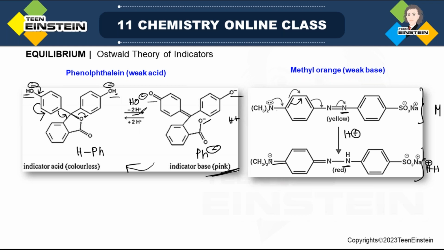And there is a CN double bond. Nitrogen is now positively charged. So the positive charge that you are seeing here, as I have written in simple form N plus, is actually Me2N plus, then a double bond. So here resonance is occurring and this nitrogen is capturing this H. So this is the MH form, which is red color. This is the M form, which is yellow color. So red color will be present in acidic medium. Similarly, if you again increase the HO minus concentration, you can get back the yellow color. So this is the mechanism, or Ostwald theory, for indicators. Fine.